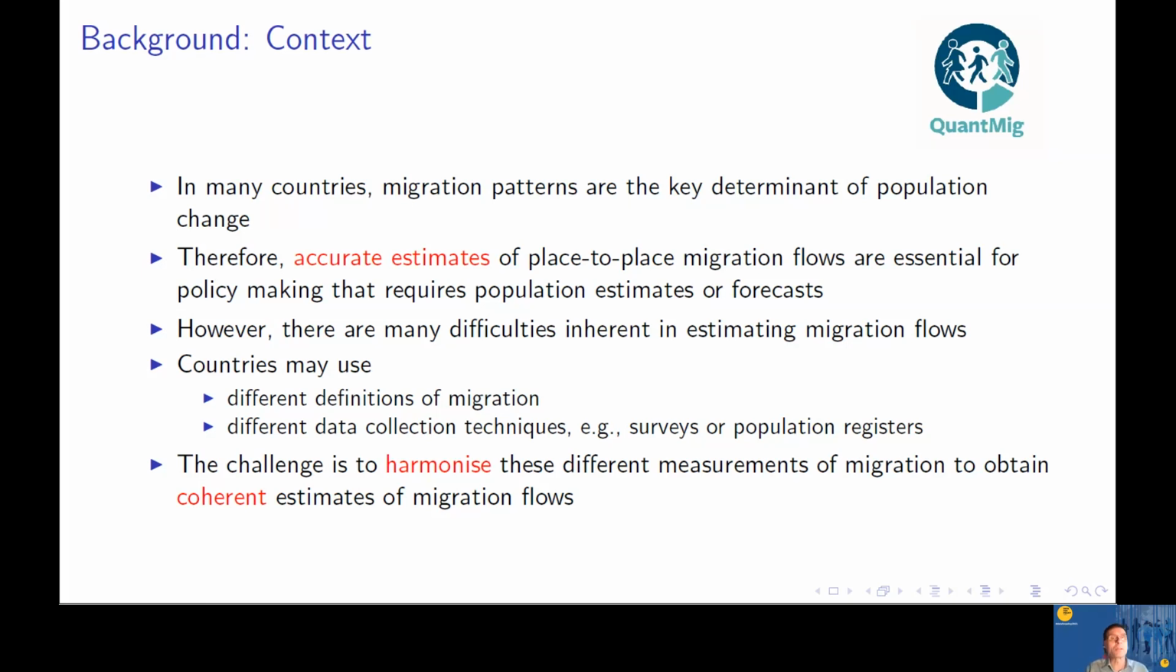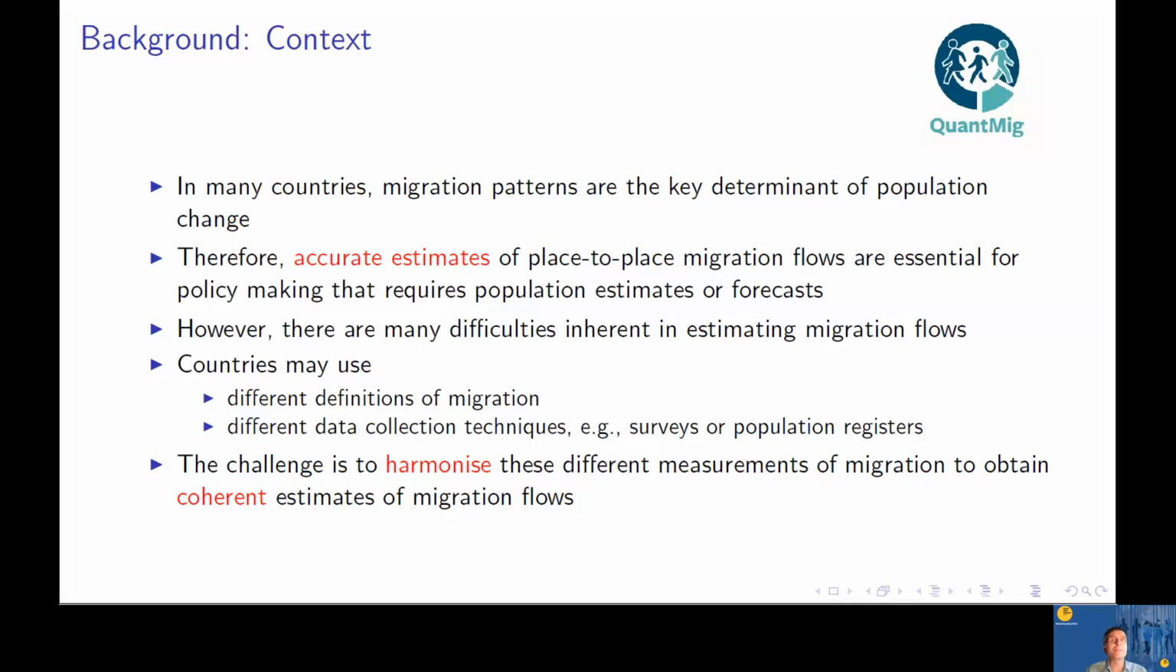While deaths and births remain relatively stable over time, migration patterns can fluctuate greatly. And so in order to get good estimates of the population sizes at a particular time, the migration flows in and out of a particular country are required. For example, whether to build hospitals or to close schools or to fit housing requires accurate estimates of the number of people residing in a particular area or a particular country.